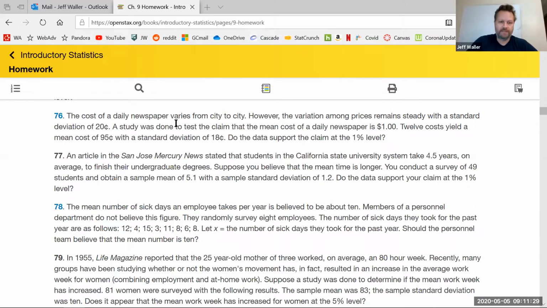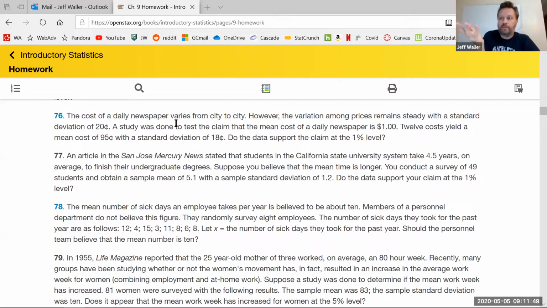And where did 20 cents come from? Yeah. So again, we've talked about this several times. I sometimes will know the population standard deviation. I can always calculate the sample standard deviation, but why would I do it?